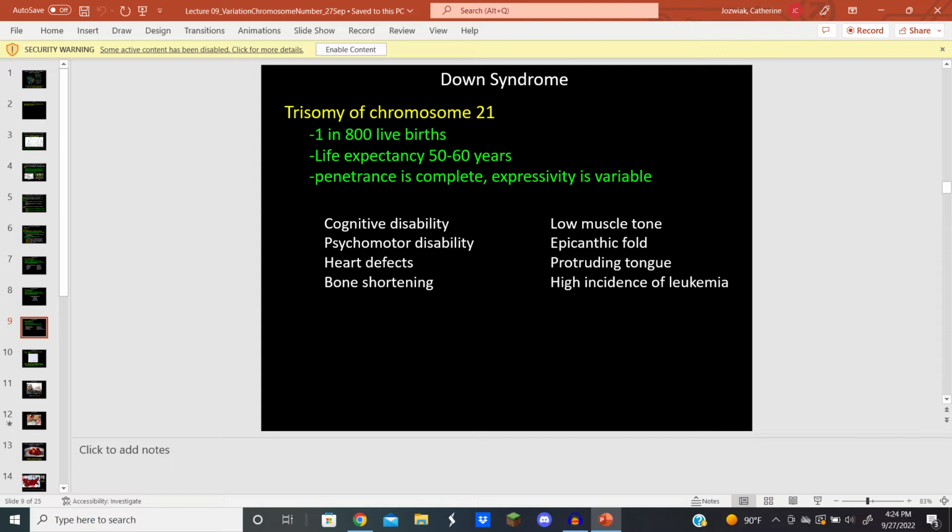So people with Down syndrome often experience cognitive disability, and psychomotor disability just means it's harder to move in a coordinated fashion. Often they experience heart defects, bone shortening, which results in sort of a characteristic appearance. People with Down syndrome tend to be a little bit shorter than their parents are. Low muscle tone, so they don't form very much muscle very easily. An epicanthic fold is a fold that occurs next to your eye, right? So this gives sort of an almond-shaped appearance to the eyes. Sometimes the tongue is a little bit larger, so it sticks out of the mouth. And unfortunately, there's also a super high incidence of leukemia, especially childhood leukemia in kids with Down syndrome.